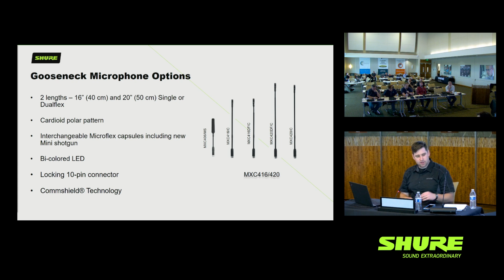But 16 and 20 inch, the difference is with the 5900 system, we have a single flex like this one. But with MXCW and MXC, we've added a dual flex functionality. So there's flex at the bottom, and there can also be a flex at the top. This has become a really popular option. And then also the new shotgun is an option for MXCW as well.